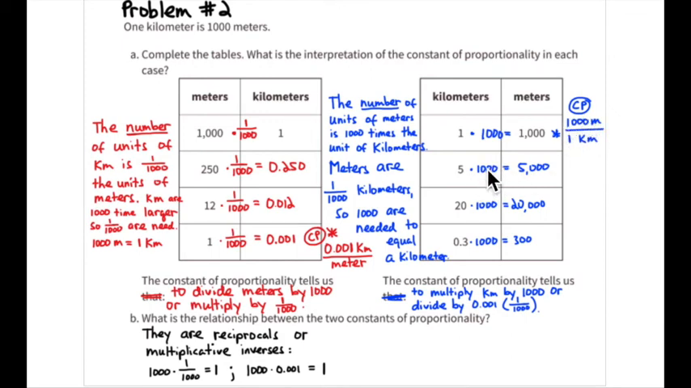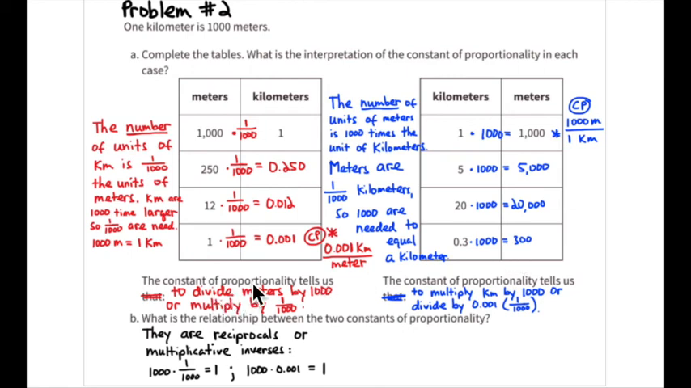So 5 times 1,000, if you have 5 kilometers, then 5 times that 1,000 is going to give you 5,000 meters. And again, if you're figuring out the number of meters you need 1,000 times the number of kilometers. 20 kilometers, you need 1,000 times that. You need 20,000 meters to equal that same distance. And if you only have 3/10 of a kilometer, you need 1,000 times that 3/10, which is equal to 300. So again, if you multiply by 1,000, you slide each digit to the left, 3 place values. And so that 3/10 is going to end up at 300.